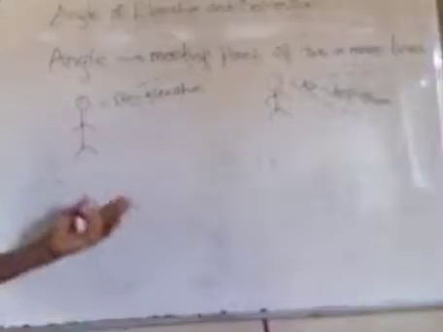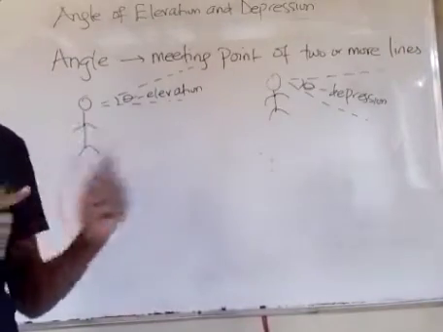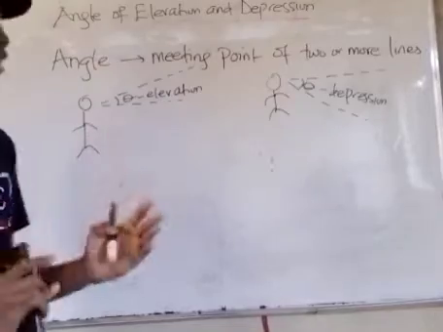Now, before we move ahead, let's talk about what an angle is. We all know that an angle is what? It is a meeting point between two or more lines, which is where two or more lines intersect. It forms what we call an angle, right?